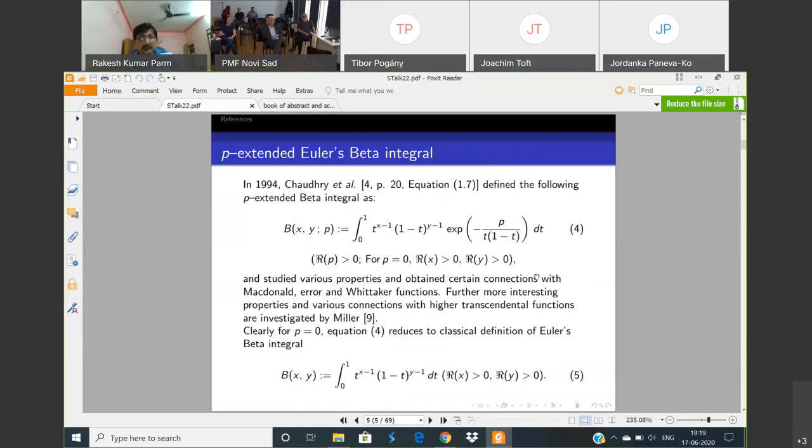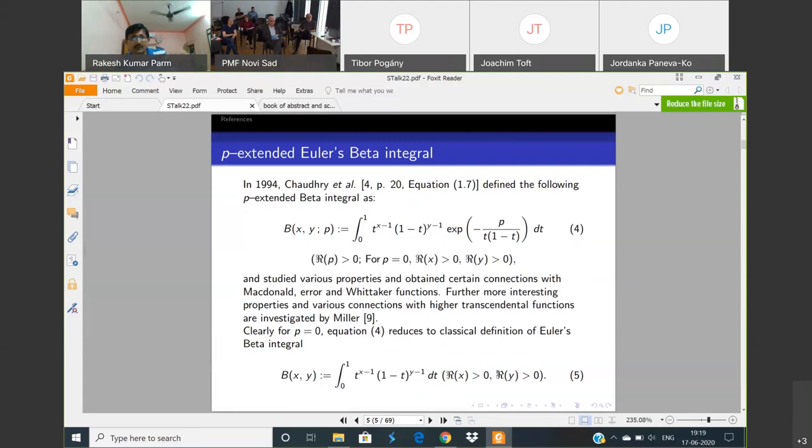In 1994, Chaudhry et al. defined the following p-extended beta integral, as given in equation number 4. He studied various properties and obtained certain connections with Macdonald, error, and Whittaker functions. Further, more interesting properties and various connections with higher transcendental functions were investigated by Miller. Clearly, for p equal to 0, equation 4 reduces to the classical definition of Euler's beta integral.